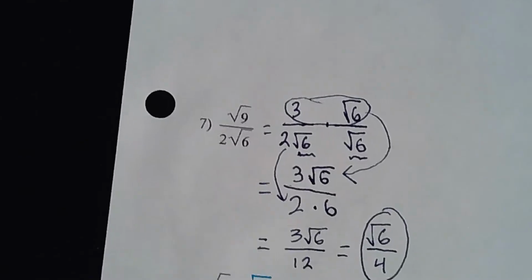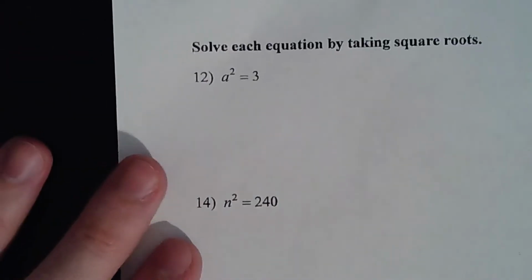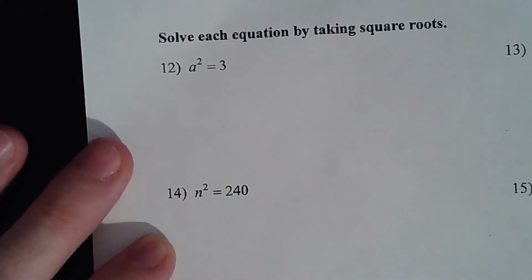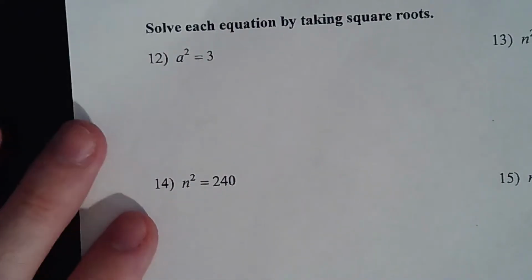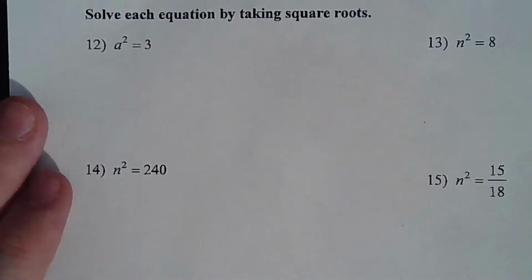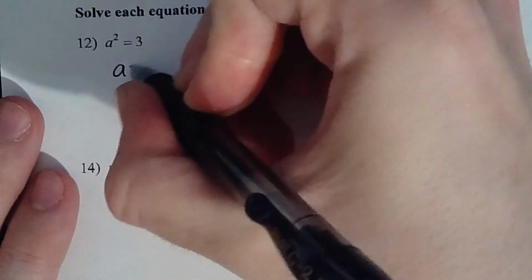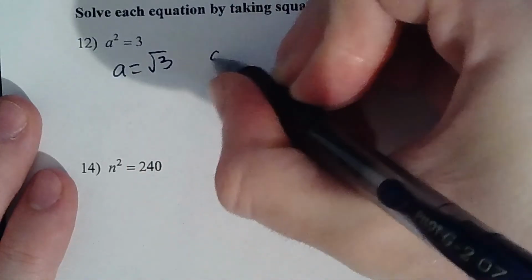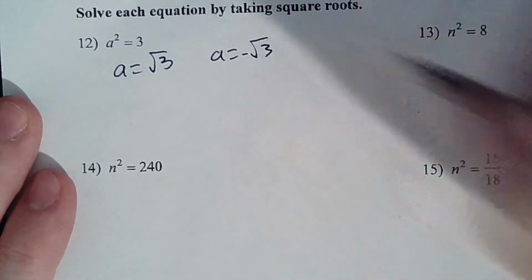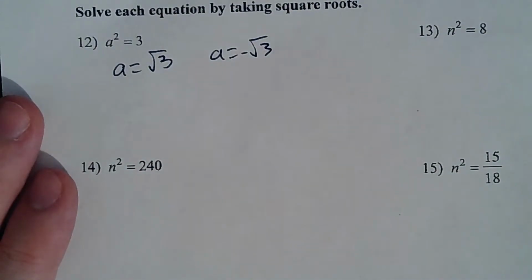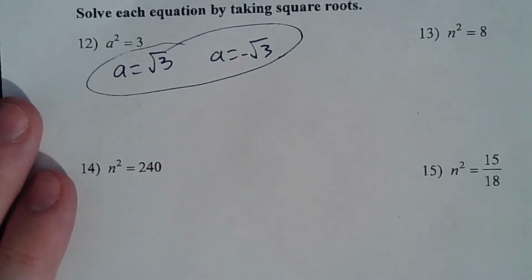All right, next page. The back page. So on the back page, solve each equation by taking square roots. So number 12, this is a softball. When I say softball, it means it's a freebie. You just right away, you have a is the square root of 3, and a is negative square root of 3. Both the positive answer and the negative answer, I took the square root of both sides. Honestly, this is like free points.